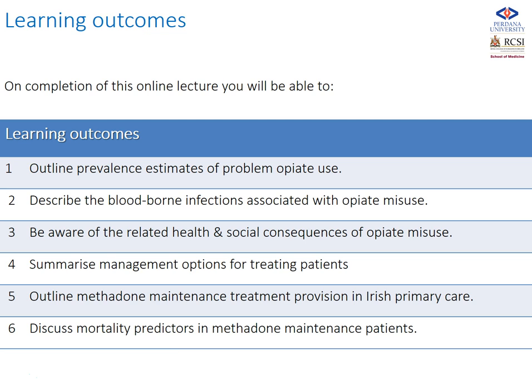These are the learning outcomes for this video. You should be able to outline the prevalence estimates of problem opiate use and describe the blood-borne infections associated with illicit drug use. You should be aware of the related health and social consequences of opiate use. You should be able to summarize the management options available for treating patients who are addicts to opioids. You should be able to outline methadone maintenance treatment provision in Irish primary care. And finally, you should be able to discuss the factors that predict mortality in methadone maintenance patients.